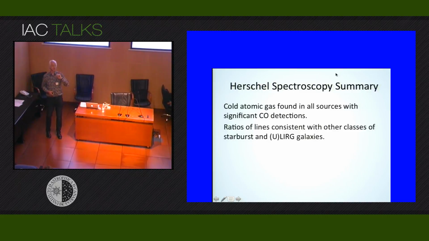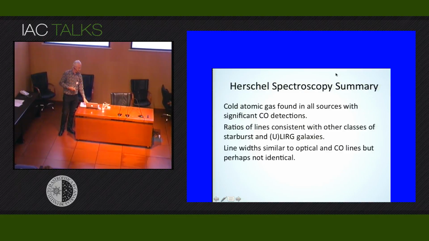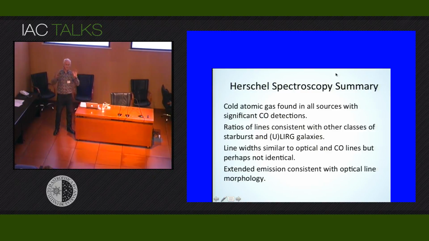and the ratio of the lines within the atomic and also to the molecular lines are consistent with all other systems that you see at this sort of far infrared luminosity from ULIRGs and LIRGs. And the line widths for CO and the atomic lines are very similar, but potentially not completely identical. And the extended emission is consistent with what we see in the other traces.